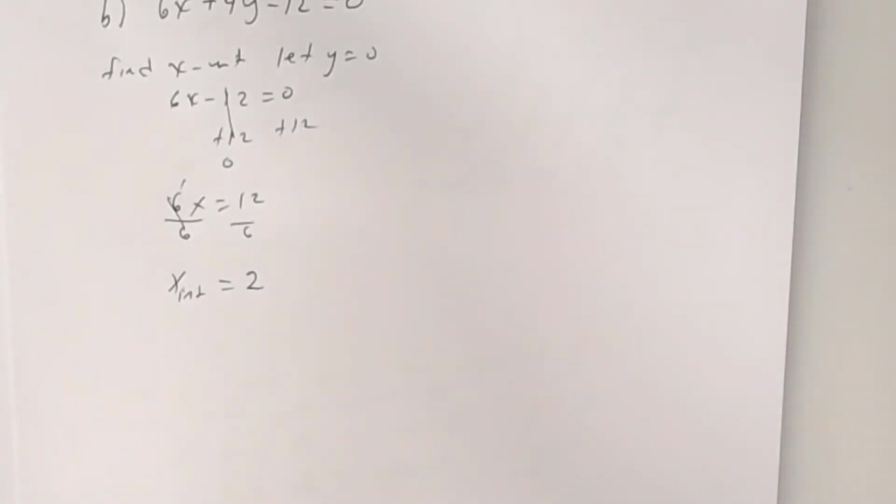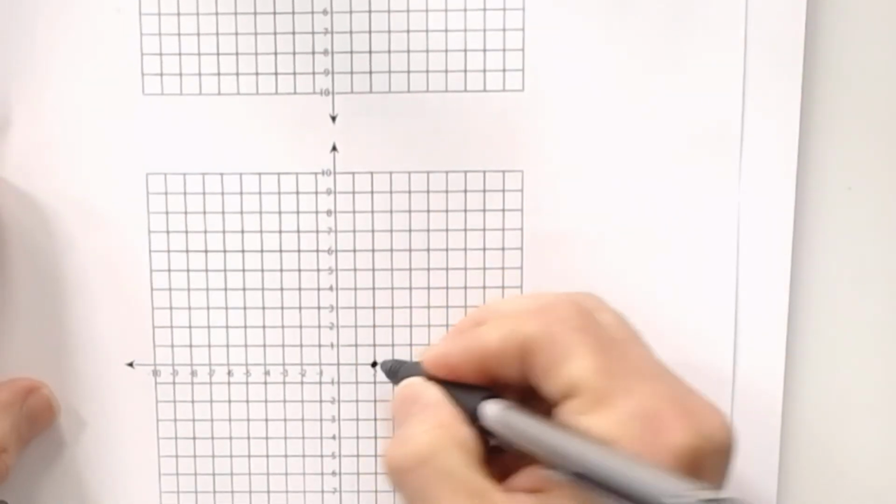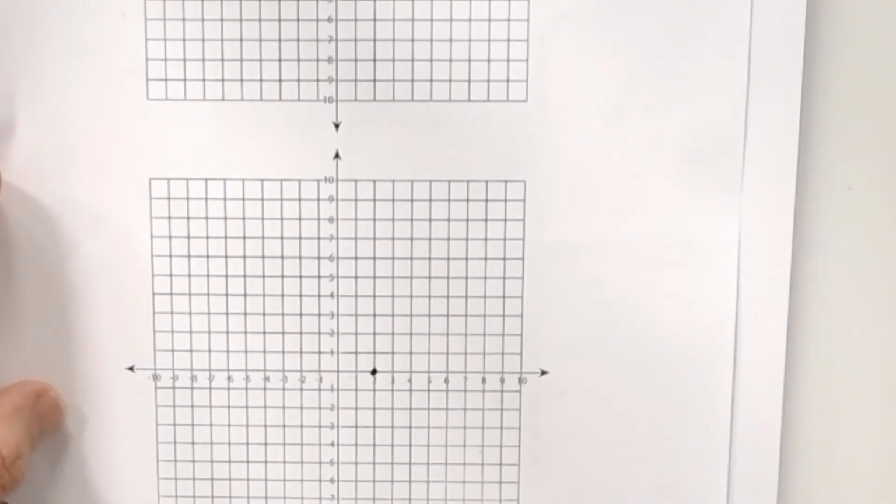So then I plot that point. I'm going to put a point on the x-axis at 2. So right here. So there's my x-intercept. That's where the line's going to cross the x-axis.